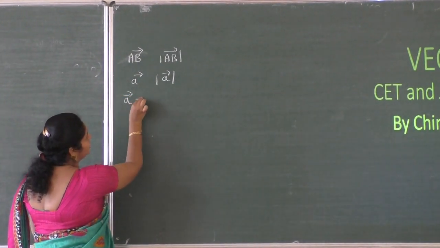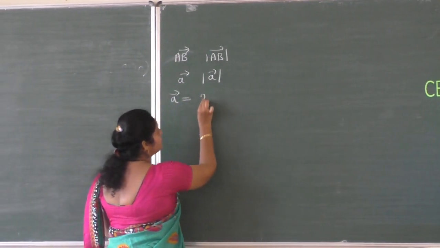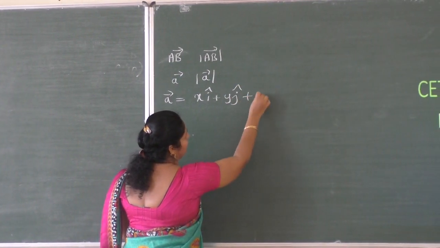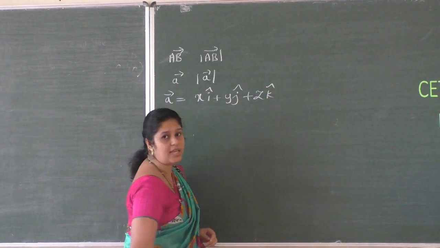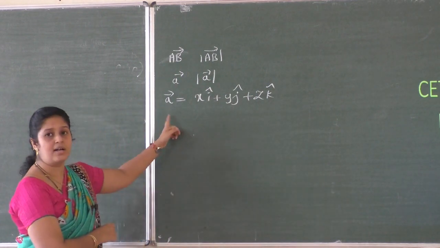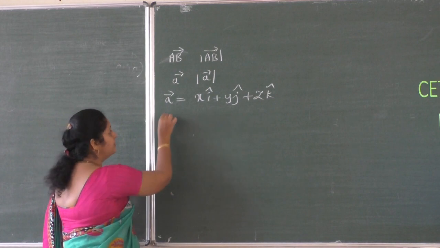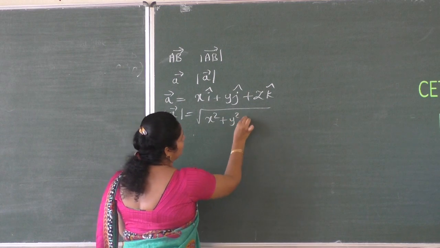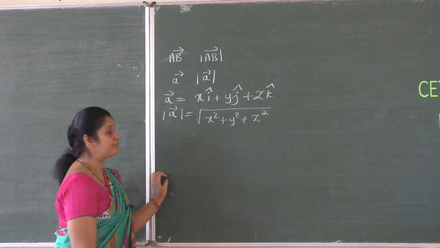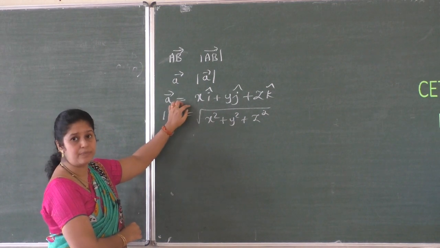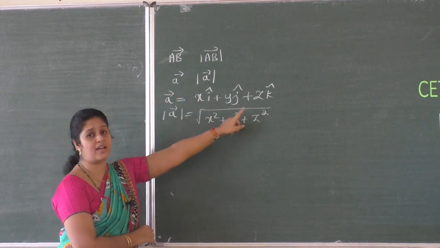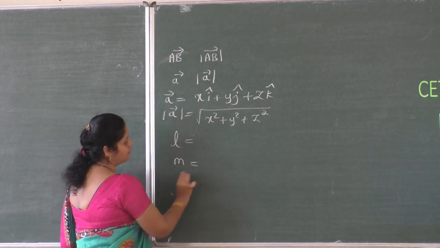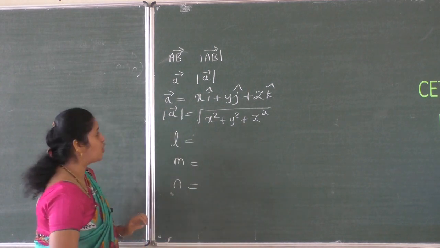And if I write vector A as a 3-dimensional vector, x i cap plus y j cap plus z k cap, usually I will write a vector in this form. Then the magnitude of this vector is root of x square plus y square plus z square. In this vector we can write direction ratios, that is x, y, z, and L, M, N are direction cosines of that vector.